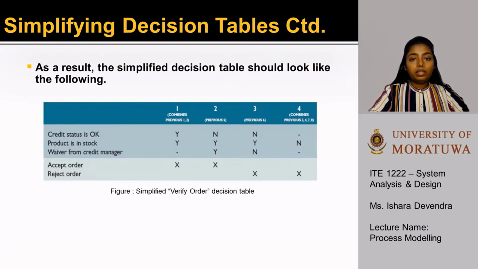After considering the combination rules, we can get the simplified decision table like this. From here, you can see the simplified decision table. Similarly, you can simplify decision tables by using combination rules.